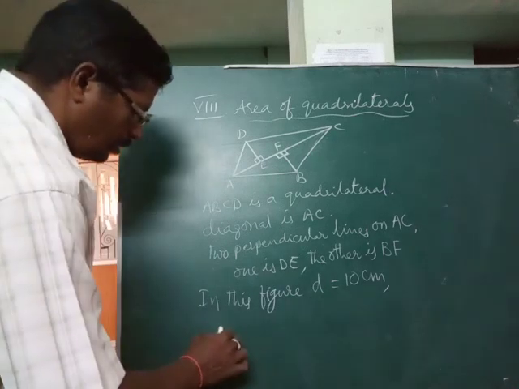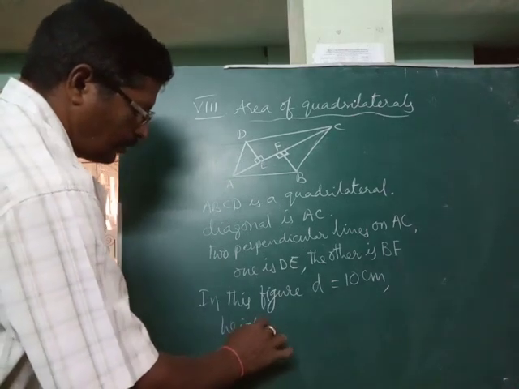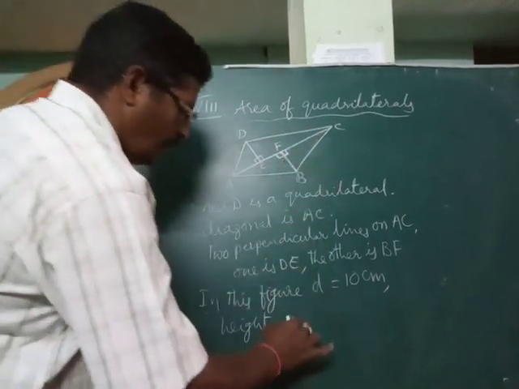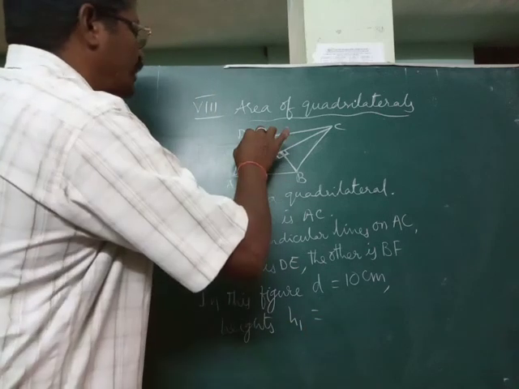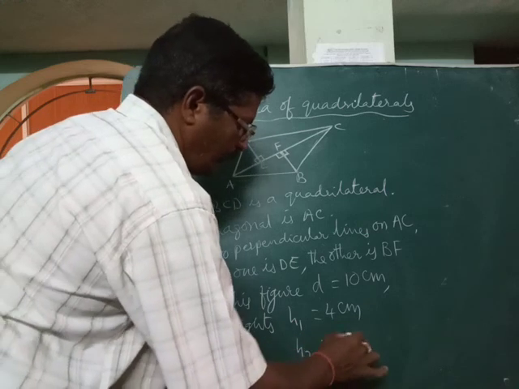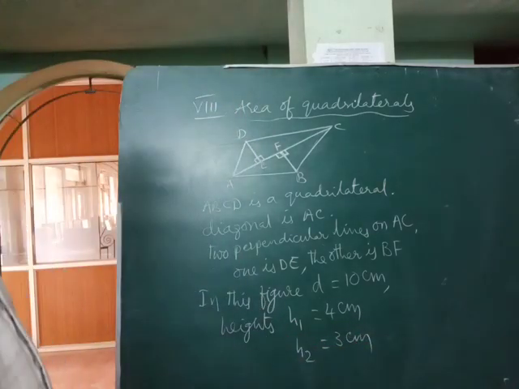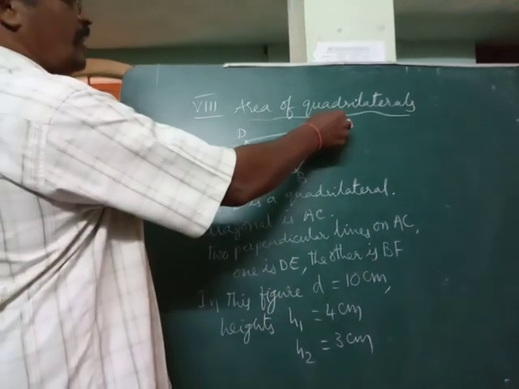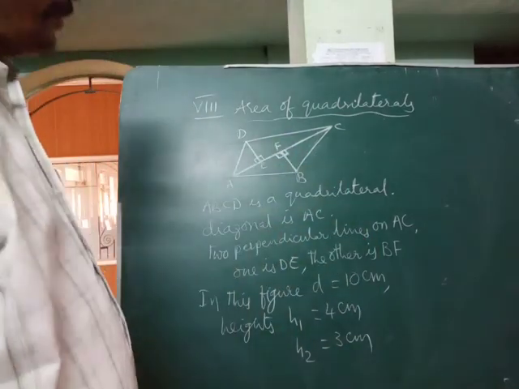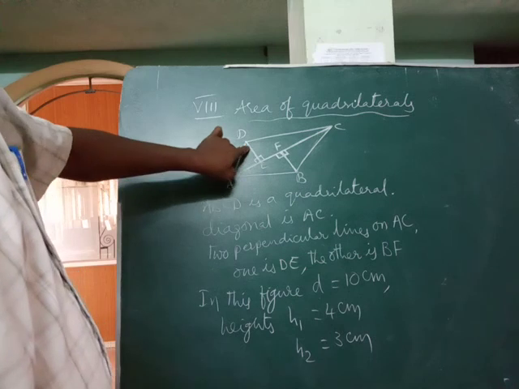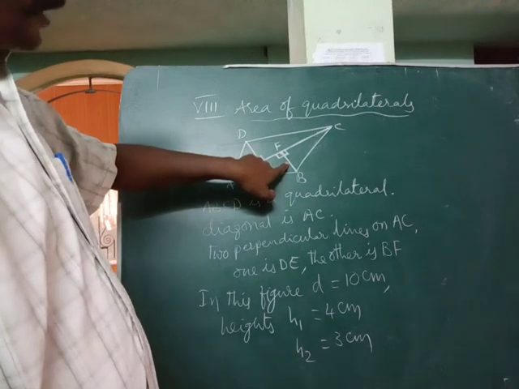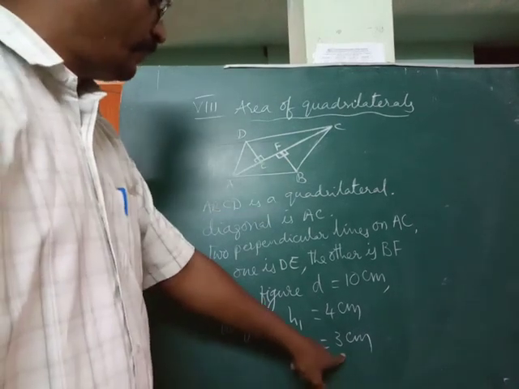Now heights means this is one height, this is another height. H1 equal to 4 centimeters, H2 equal to 3 centimeters. Now what are the measurements? Once again, AC is 10 centimeters. H1, this DE, is 4 centimeters. This is H2, FB, equal to 3 centimeters.